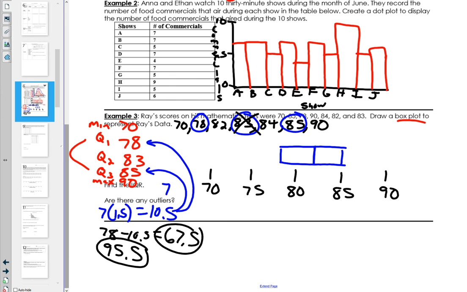The minimum is at 70 all the way out here. And the max is at 90. I may have not drawn this perfect because this was freehand. Let's buff it out.